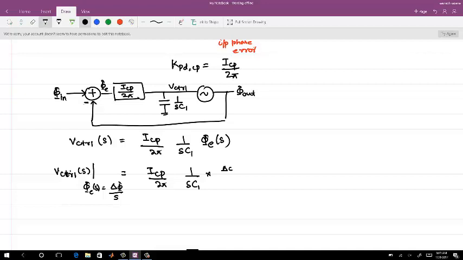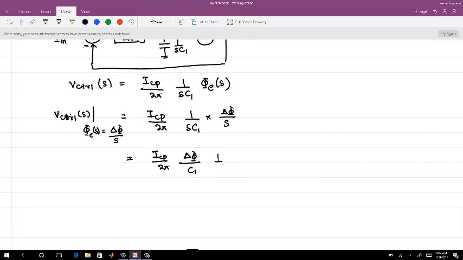So this one is delta phi over S, which is equal to ICP by 2 pi times delta phi by C1 into 1 over S square. Let me write this, okay. So can you tell me what is V control of T? ICP by 2 pi delta phi over C1 times T, right?